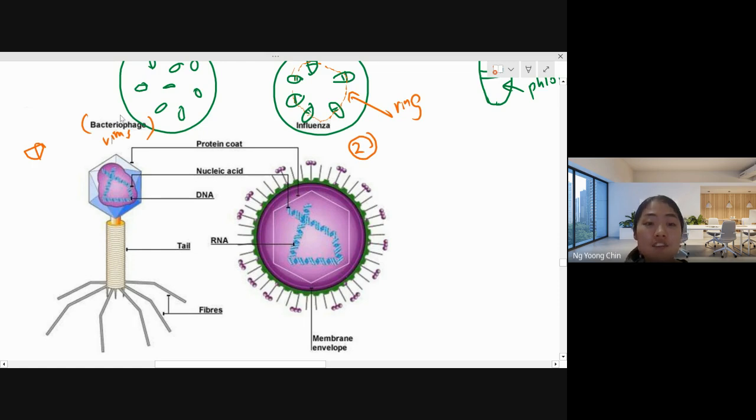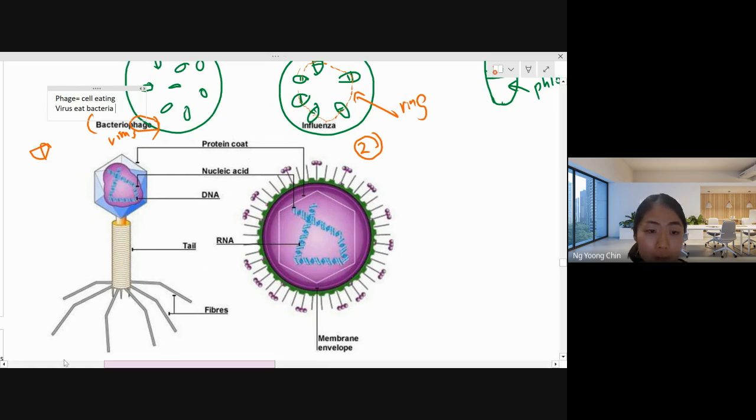Bacteriophage means what? This phage, these phages, refer to eating, cell eating. Like phagocytosis, okay? Phages refer to cell eating. So that means this virus is able to eat the bacteria. Virus eats bacteria. So it means bacteriophages. Okay, so they have protein content, this protein coat.